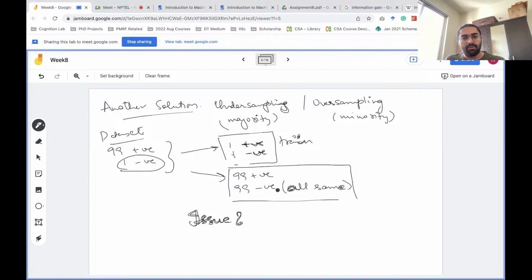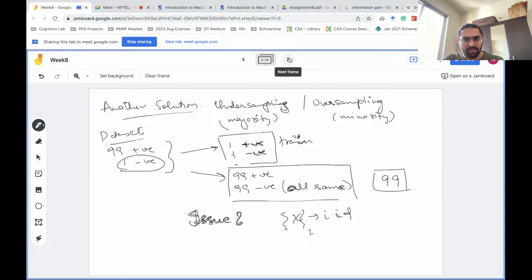The other issue is, whatever algorithms we apply, we assume that the samples of X are IID, that is, they are independent from each other. But what has happened here, though, right? Here, these 99 are not independent. They are all the same, right? So these sort of assumptions are actually being broken.